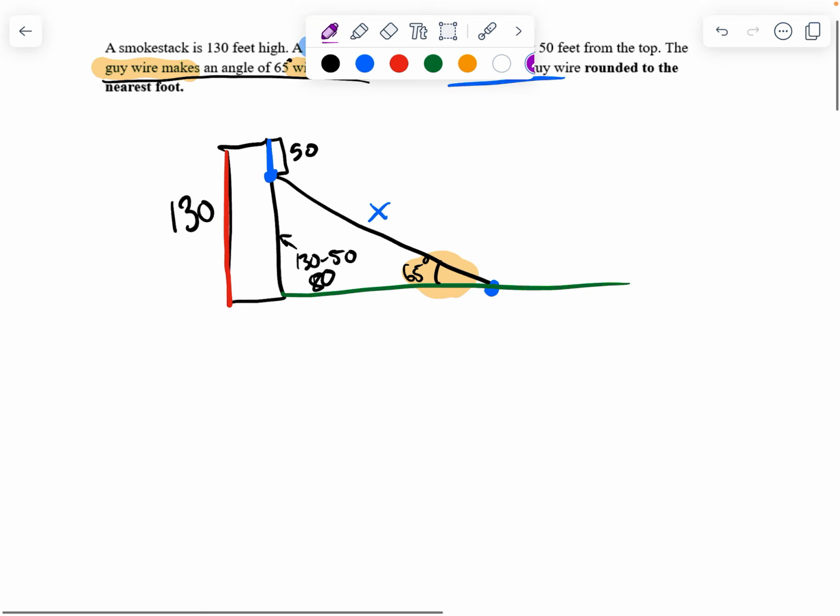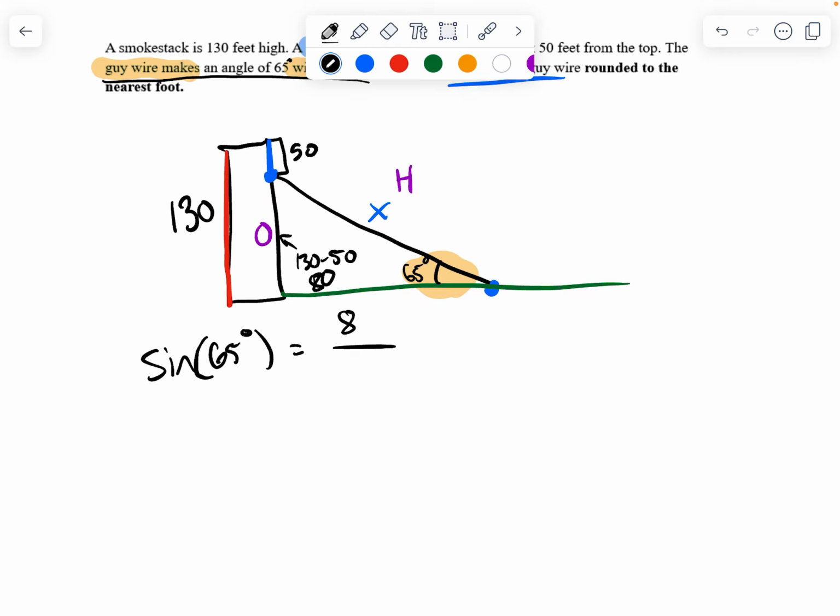We know that we have the hypotenuse, which is x, that's what we're trying to find, and our 80 is the opposite side, which means, SOHCAHTOA, we're using sine as our ratio. So sine of an angle equals the ratio. Our angle is 65 degrees. The opposite side is 80. Hypotenuse is x.